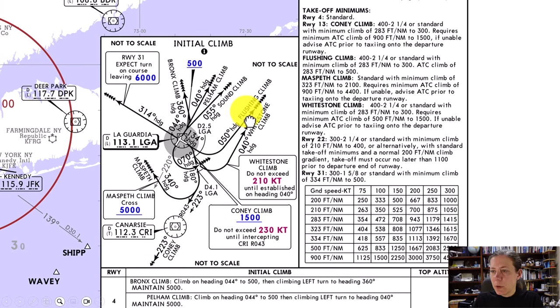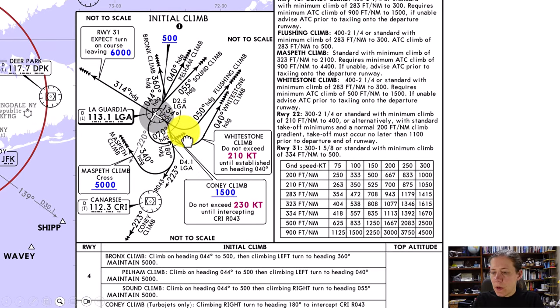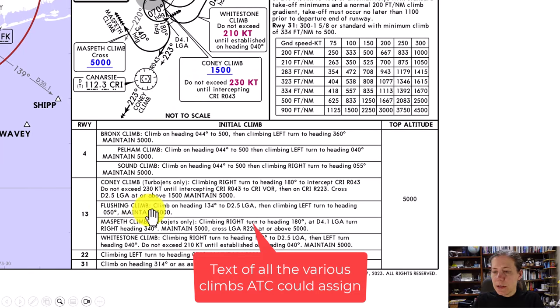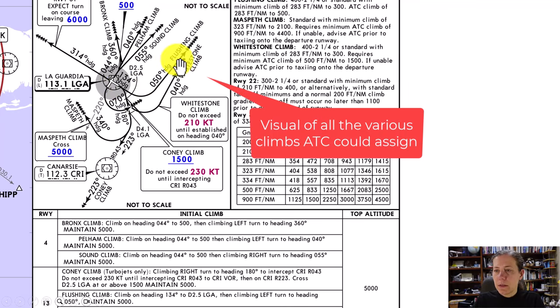Okay. So if you're told by ATC to do the Flushing climb, we've got an initial climb. We have text instructions: Flushing climb on heading 134 degrees to 2.5 DME from LaGuardia VOR. Then make a climbing left turn to a heading of 050, maintain 5,000. So here you have 050 heading, Flushing climb.